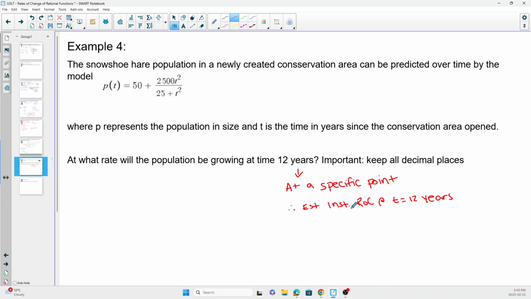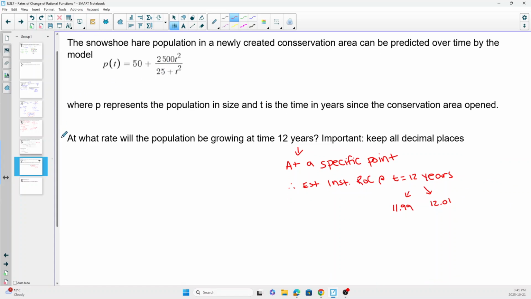So again, for sake of time, I'm going to use my Desmos calculator just because it helps us. But ultimately what we need to do is choose something that comes just a little bit before and a little bit after. So we could choose 11.99 years and 12.01. And this method works because we have the function equation, so we can plug anything we want into it.